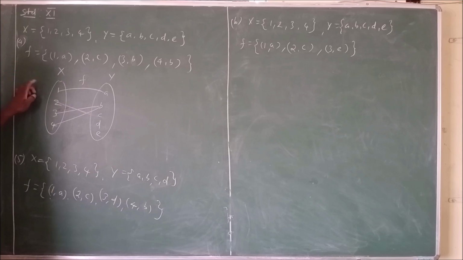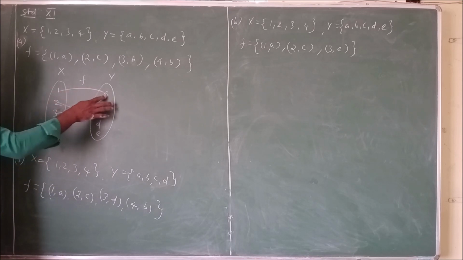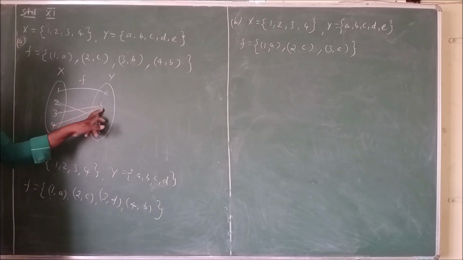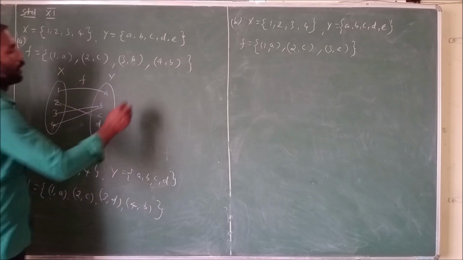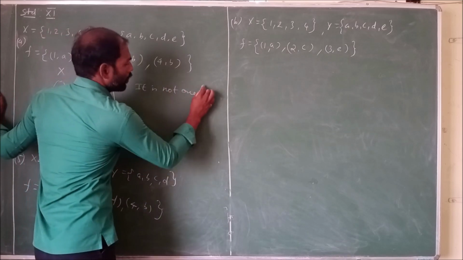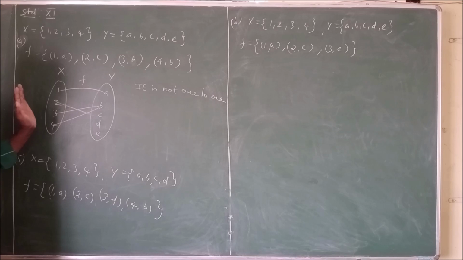After that, what type of function is it? We have to check. First, one-to-one: 1 maps to A, 2 to C, 3 to B, and also 4 to B. Two elements have the same pre-image, so it is not one-to-one. It is not a one-to-one function.